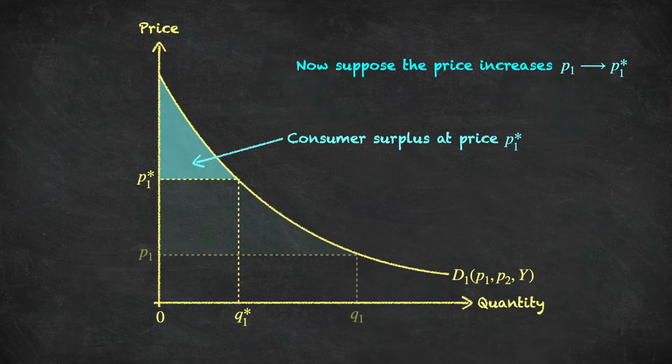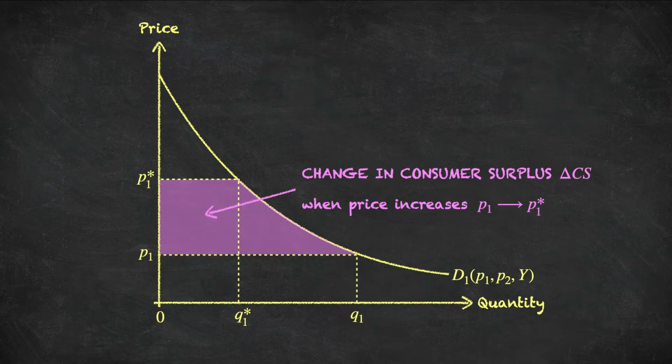So in some sense, this captures the idea that the consumer is losing some of their gains or some of the profit that they were getting when the price was so low. So if we identify this change, this purple area, we call it the change in consumer surplus, and I put a Greek capital delta, which is the typical notation to denote change, capital delta CS, change in consumer surplus, identified with the price increase from P1 to P1 star.